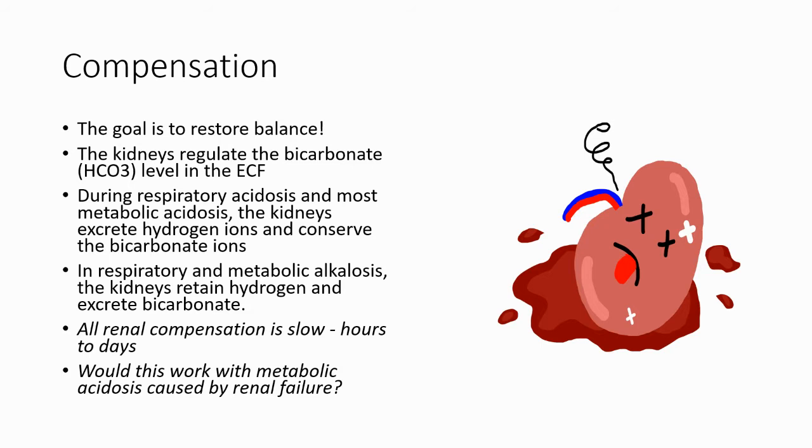So the goal is to restore balance. The kidneys regulate the bicarb level in the extracellular fluid. During respiratory acidosis and most metabolic acidosis, the kidneys excrete hydrogen ions and conserve the bicarbonate ions. In respiratory and metabolic alkalosis, the kidneys retain hydrogen and excrete bicarb. So remember, all renal compensation is very slow, hours to days.